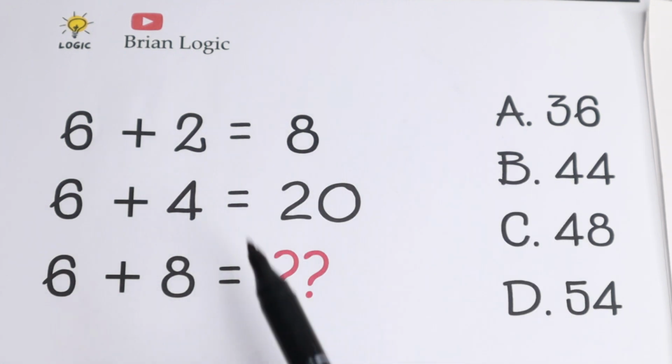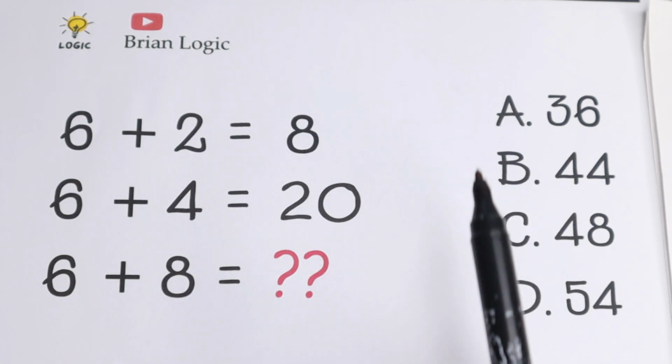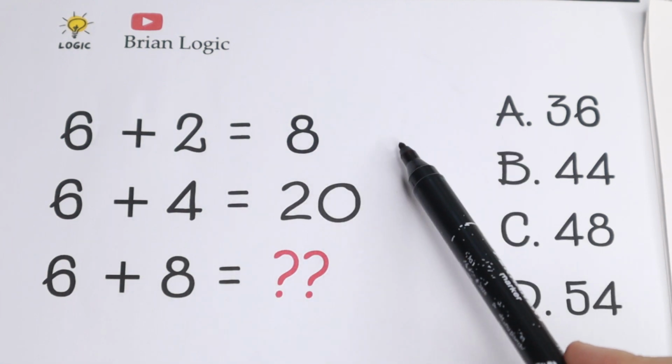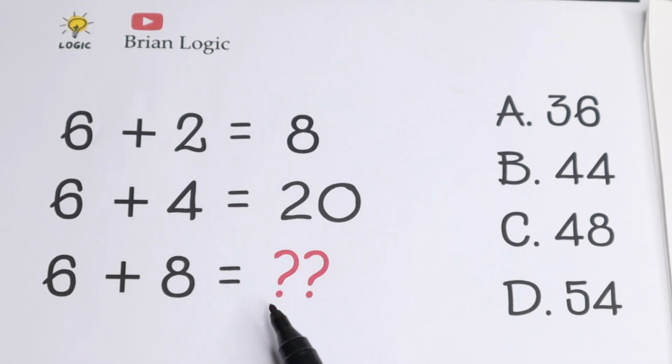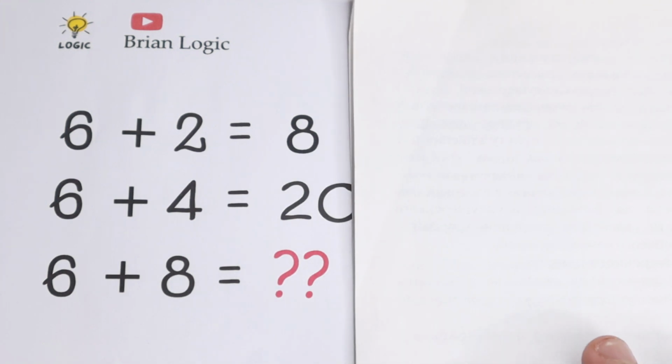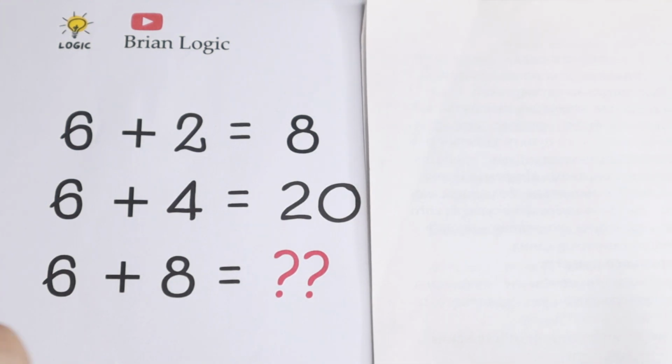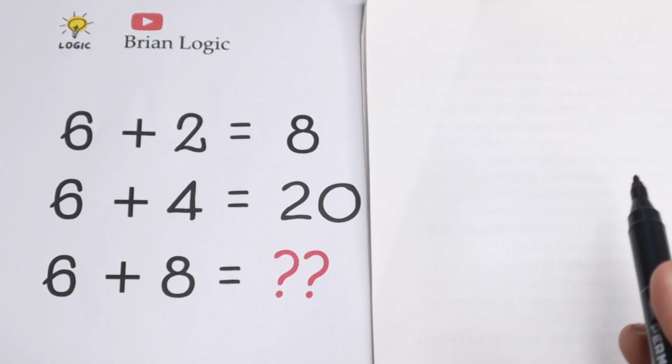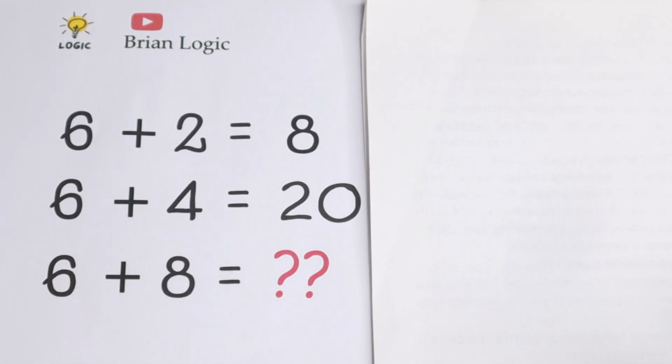So we have a really interesting brain test today. We have that 6 plus 2 equals 8, 6 plus 4 equals 20, and we need to find what 6 plus 8 will be equal to. So let's try to think about this answer. We have that 6 plus 2 equals 8. Of course this is correct, but what about the next row? We have 6 plus 4 equals 20, which is absolutely incorrect.